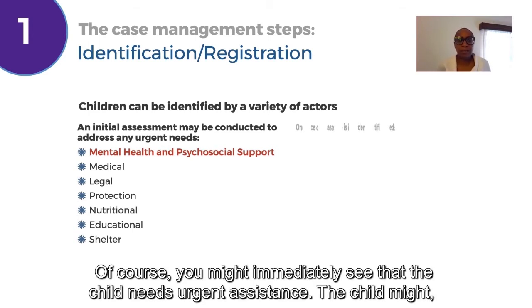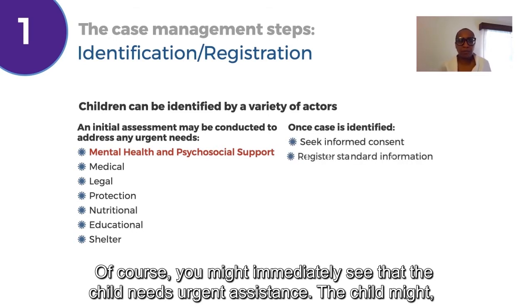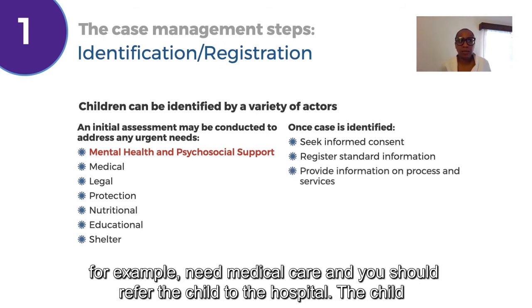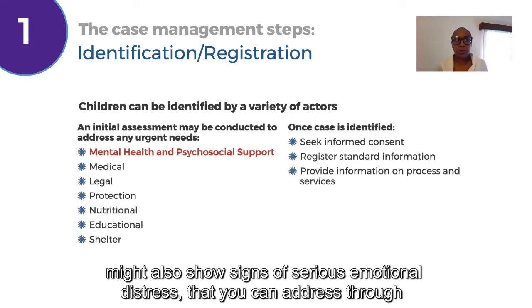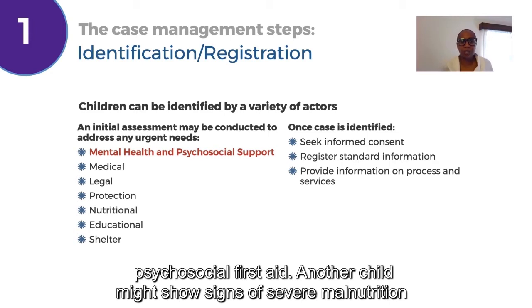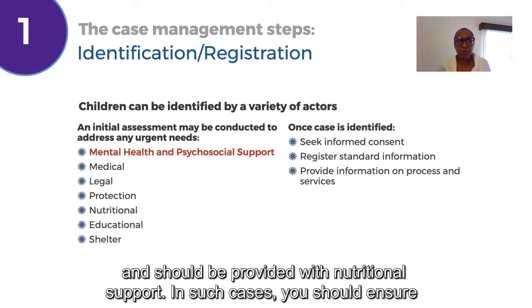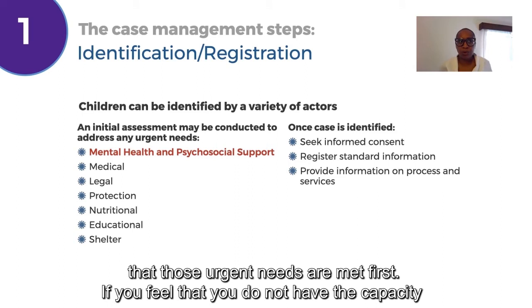Of course, you might immediately see that a child needs urgent assistance. The child might, for example, need medical care, and you should refer the child to the hospital. The child might also show signs of serious emotional distress that you can address through psychosocial first aid. Another child might show signs of severe malnutrition and should be provided with nutritional support. In such cases, you should ensure that those urgent needs are met first.